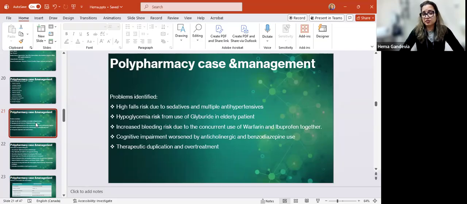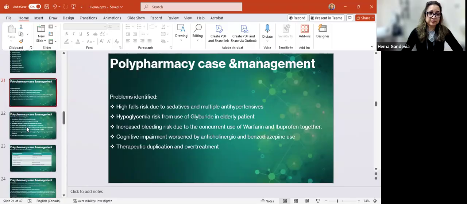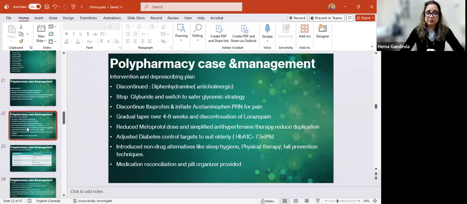So what we're trying to see is: is there a therapeutic duplication? Is there an overtreatment of symptoms? And how do we address this? Back to Mrs. A. The intervention and the deprescribing plan can be roughly summarized as these steps over here.